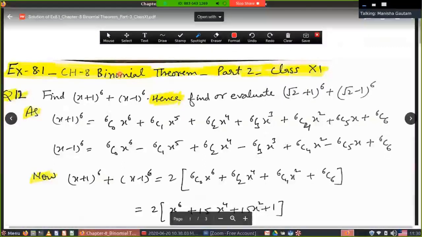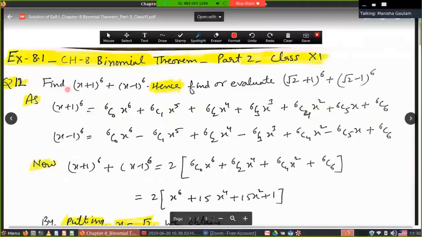First of all, we'll solve question number 12. The question is: find x plus 1 whole power 6 plus x minus 1 whole power 6. Hence, find or evaluate root 2 plus 1 whole power 6 plus root 2 minus 1 whole power 6. As it is written, "hence", you must be careful about this word. It means solve the previous one and use it to find out the next one. Use the previous result to find the next result.